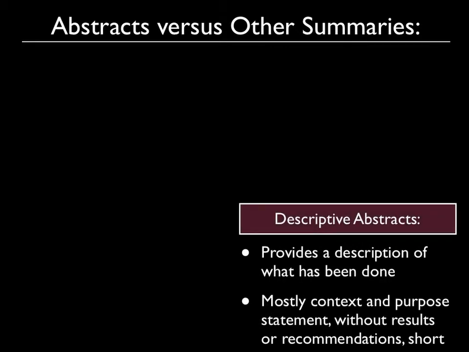So descriptive abstracts are not really summaries, they're just a description of what has been done. They're mostly context and purpose statement without a set of results or recommendations, and they're fairly short. So they do cover methods a little bit as well, but they just describe what's being done or what had been done in the project. That's not what we're after.